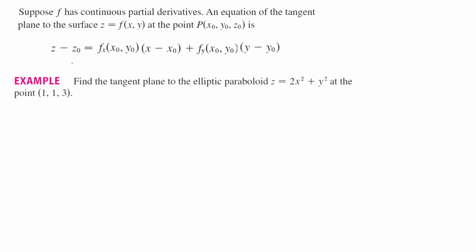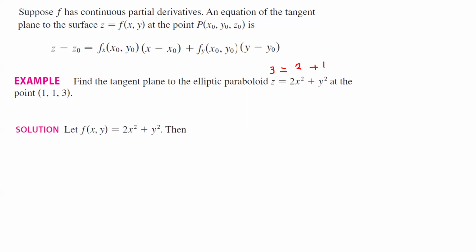For example, the question says, find the tangent plane to the elliptic paraboloid z equals 2x squared plus y squared at the point 1, 1, and 3. So you have x, y, and z. You can indeed check that if you plug 1 and 1 into the equation of the surface, you end up with z equals 3. So 2 times 1 plus 1 squared is 3.